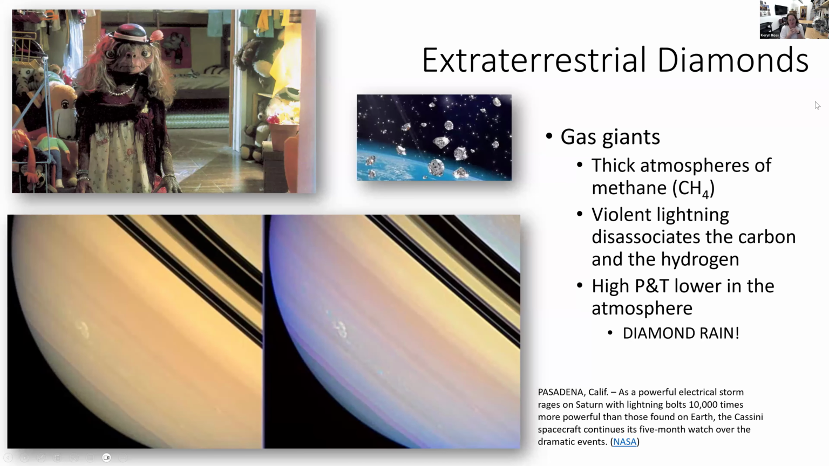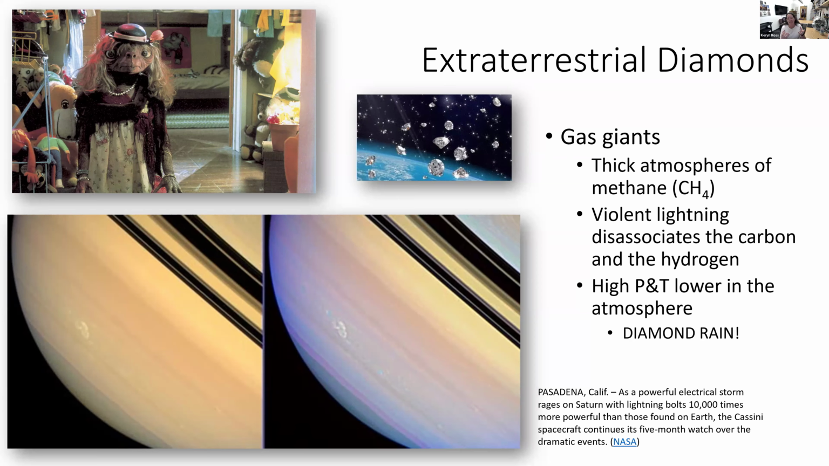What other types of extraterrestrial diamonds are there? Well, in our big gas giants, Jupiter, Saturn, etc., they have very thick atmospheres that are made out of methane, and methane is carbon and hydrogen together. It turns out that when there's lightning, and there are huge lightning storms on these gas giants, it will separate the methane molecules into their constituent atoms.